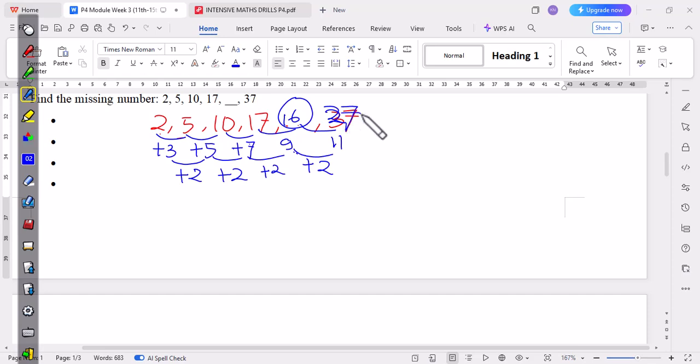Yeah, this is the way to find the pattern of the number by trying to find the difference of each number. Just like 2 and 5, the difference must be plus 3, and 5 and 10, the difference must be plus 5. So this is the way how to find the pattern of the numbers.